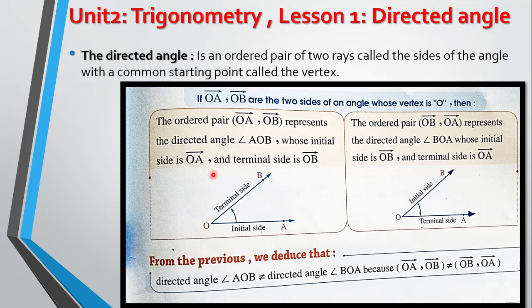In this example, I have this angle. The initial side here is OA, this is a ray, and the terminal side is OB. I can write it as an ordered pair starting from the initial side to the terminal side. So I write the ray OA, then the ray OB in the ordered pair. If I want to read this angle, I should start from the initial side. So I write AOB. This angle is AOB.